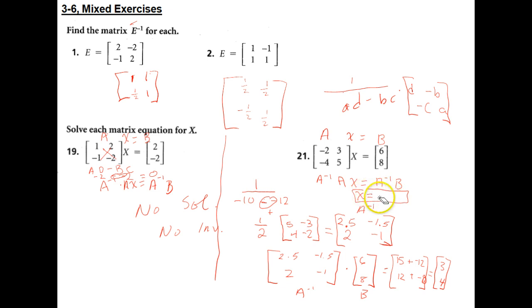Let me erase that box there. That would mean if I were to multiply 3, 4 times 6, 8, I should get that. Or excuse me, if I were to multiply this times 3, 4, I should get that matrix.